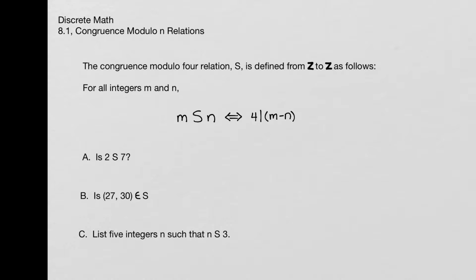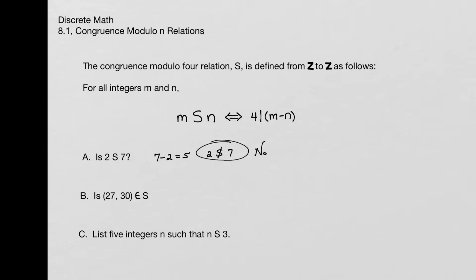So the question for A is 2S7. So what I'm looking for here is, what is 7 minus 2, and that gives me a 5. So 5 is not 4, and 4 doesn't divide 5. It doesn't have to be 4, but it would have to be a multiple of 4. So we would say that 2 does not S 7. And that's my answer for that one. Or just no.